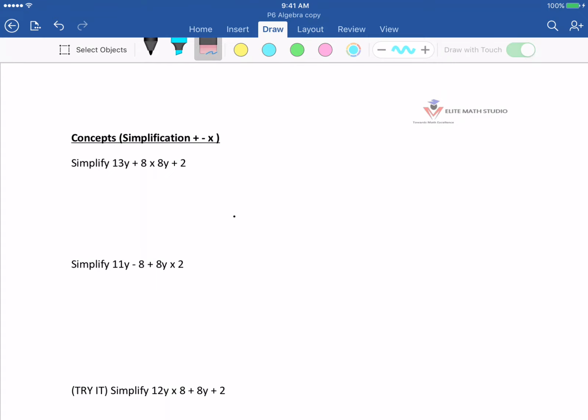So the first step you need to do is to follow the order of operations. You need to follow the order of operations first. So the first step, you do the multiplication first, which is here. Copy everything else, so it's equal to 13y. What's 8 times 8? It's actually equal to 64y. Plus 2. So what's the next step?